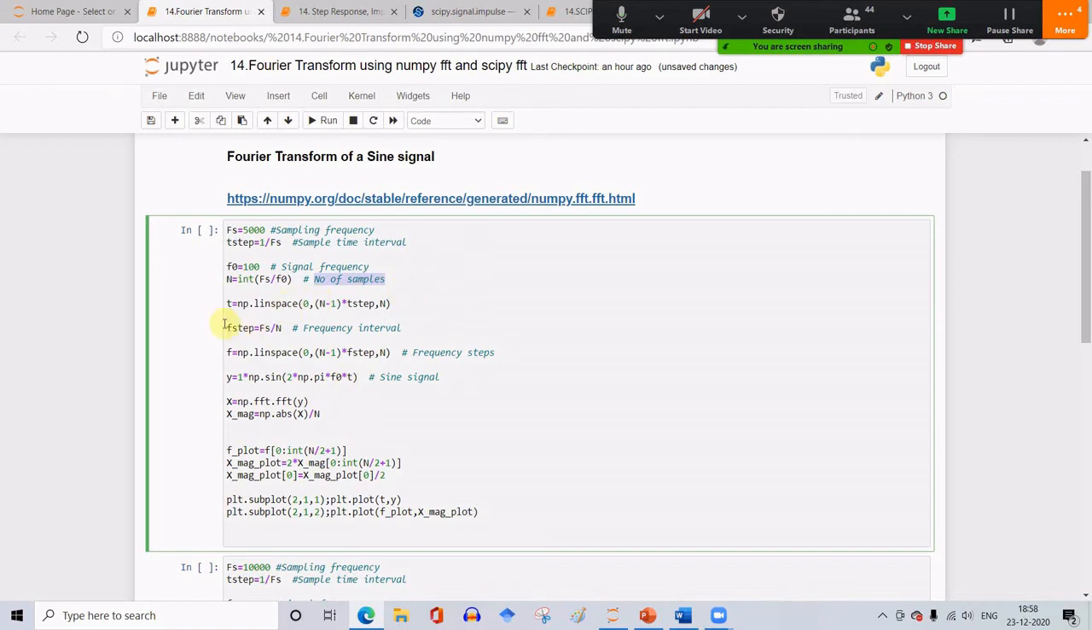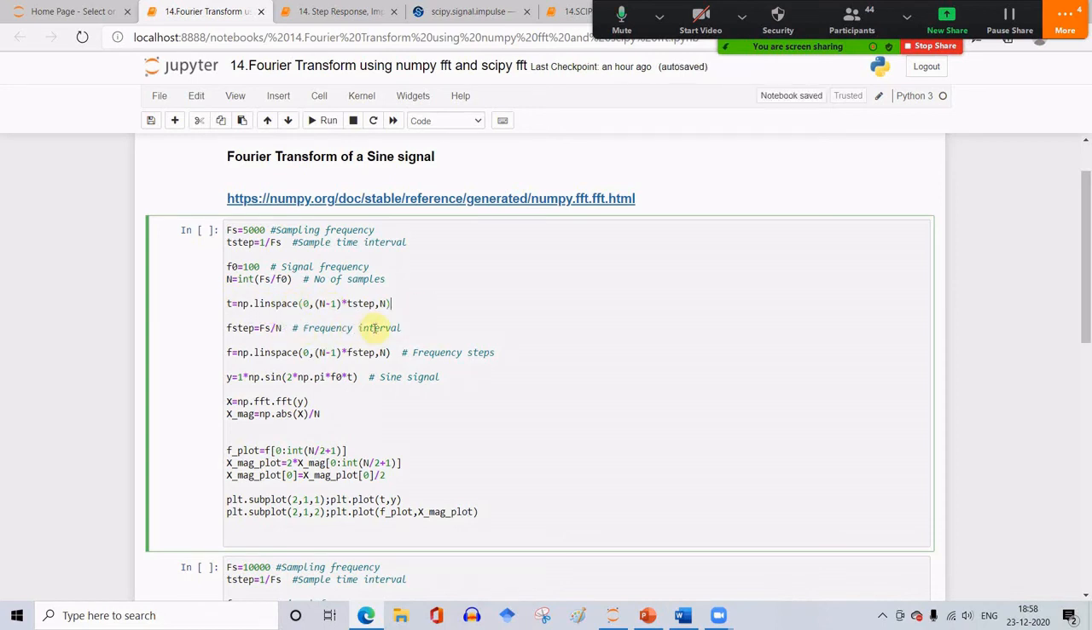Okay. Then let us generate a time axis in the form of linear space between 0 to capital N, where capital N is the total number of samples, with a sampling time between adjacent samples given by (N minus 1) times t step. Okay, so that is how we construct the time axis.